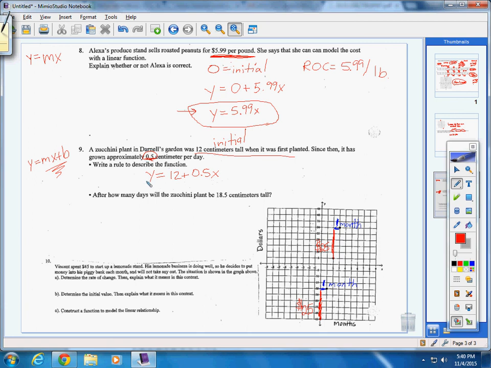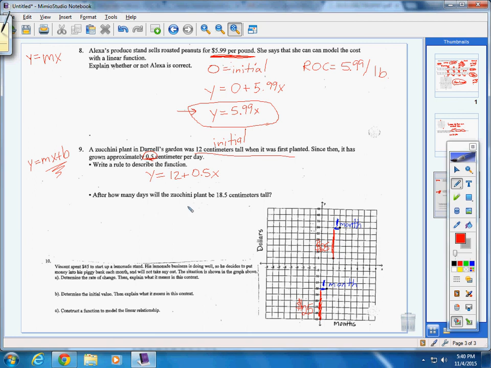This is a linear function that represents the growth of Darnell's zucchini plant. So then, after how many days will the zucchini plant be 18.5 centimeters tall? Well, there's an easier way to do it, but if you want to play it safe, just add 0.5 to 12 as many times as you need to until you get to 18.5. And you can figure out what x is equal to.